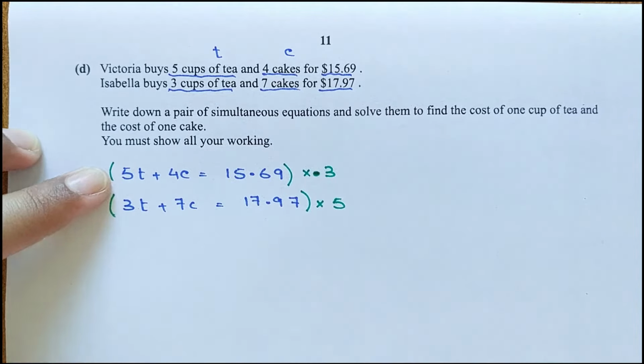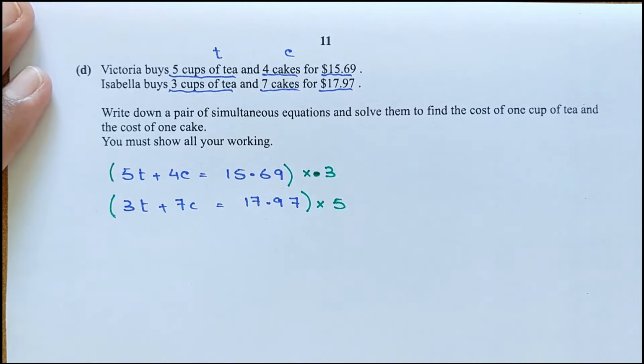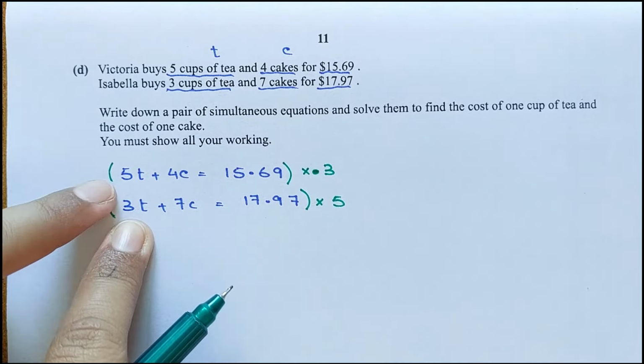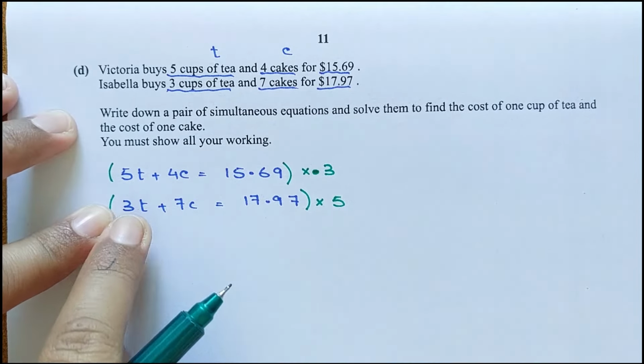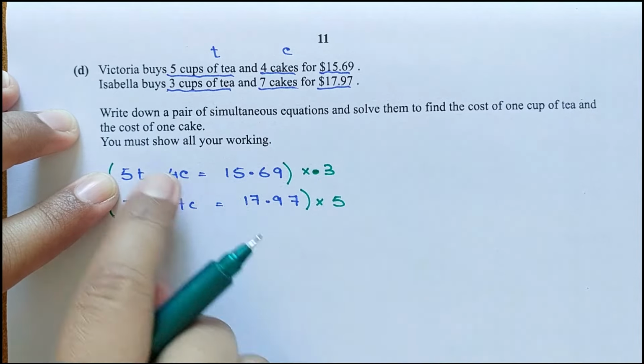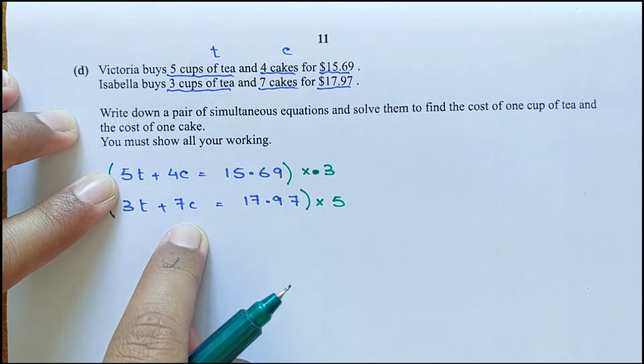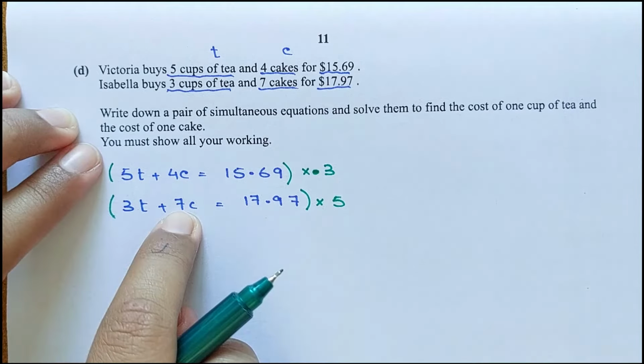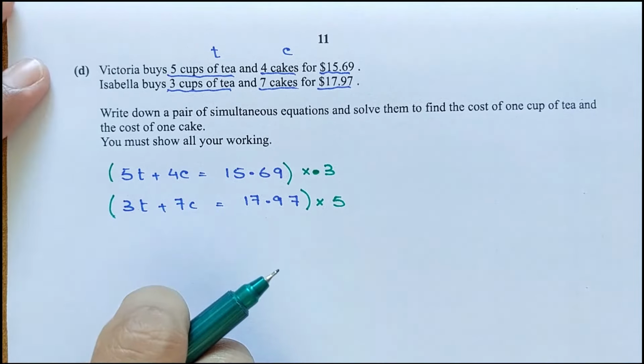Don't make yourself confused with a negative sign. If you want to eliminate the variable T, then you have to multiply the equations with the opposite variables. The coefficients of T are 5 and 3, so the first equation with 3 and the second with 5. But if you want to eliminate the variable C, then you have to multiply your first equation with 7 and the second equation with 4.